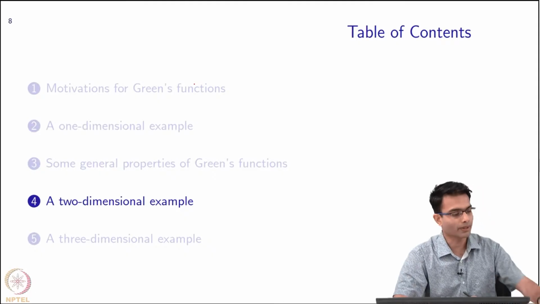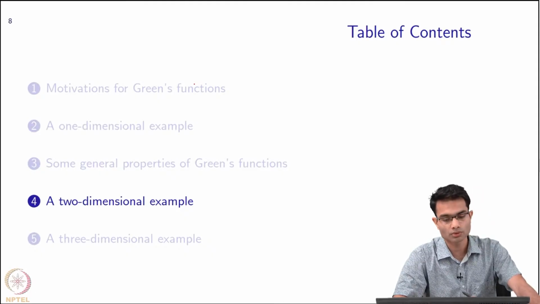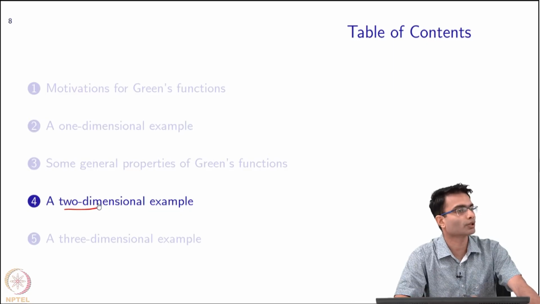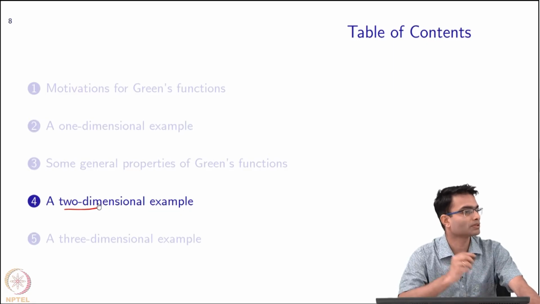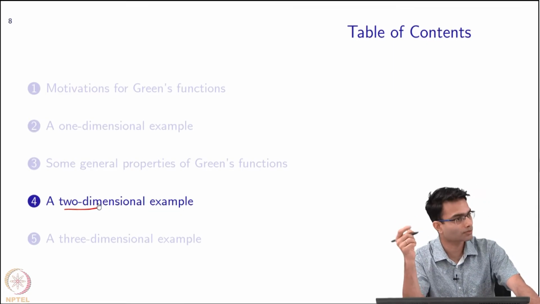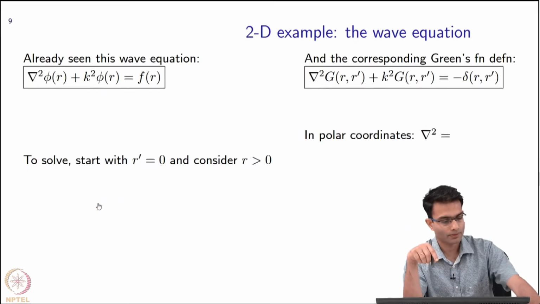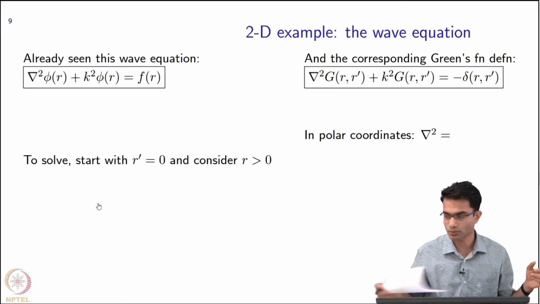So, what we will do next is we will go to a 2D case, okay, and we will spend a lot of time on 2D because the scattering problem which we had started with was a 2D problem. So, we will be using this Green's function, okay. Right. So, let us go to the 2D Green's function.